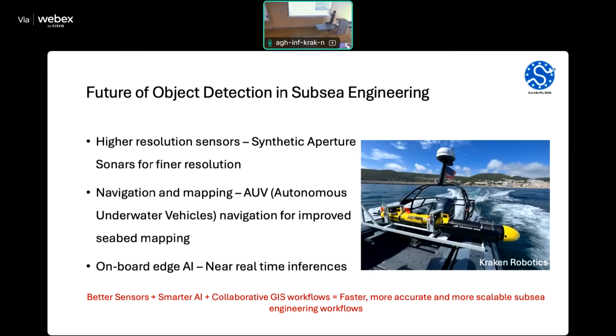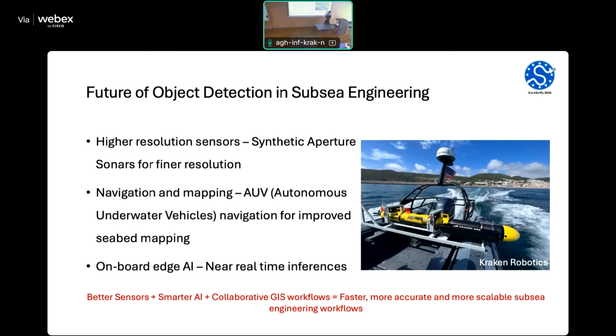Now, this is an EUV by Kraken Robotics, a Canadian company. This uses synthetic aperture sonars, which can have finer resolution. So once you have mapped your seabed, if you want to go finer, you can use this kind of thing. You can just deploy them down. They will map the seabed for you and bring it back.